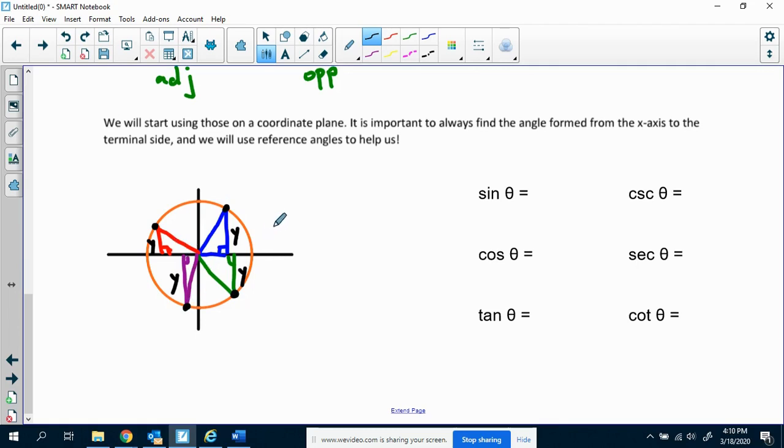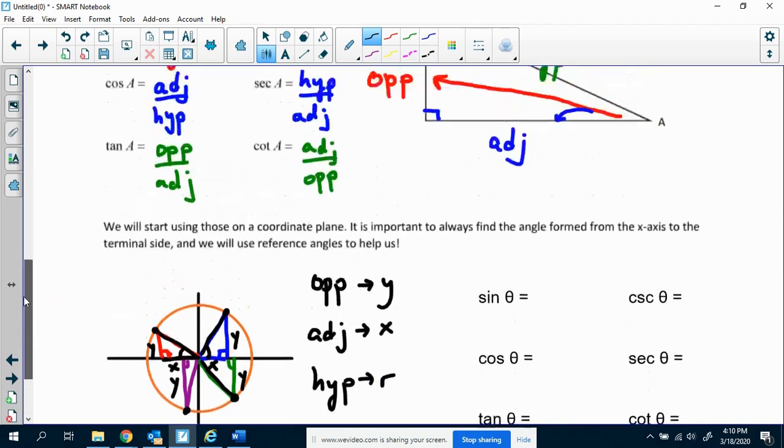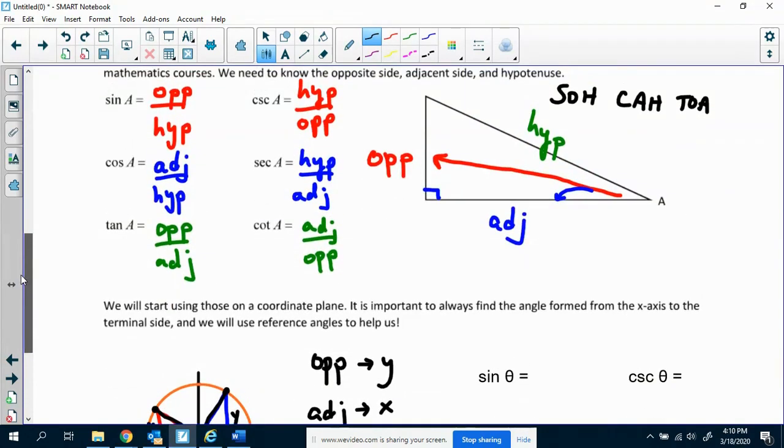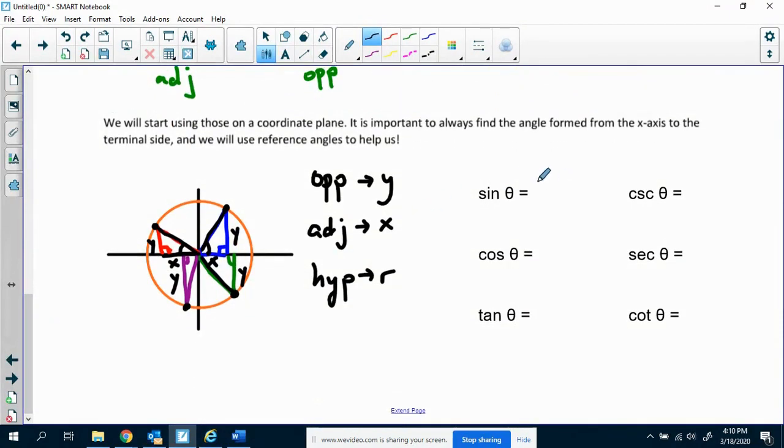So the opposite side is always the y value. So I'm going to replace opposite with y. The adjacent side to this angle is always the x value. That's true in all four of these triangles. So the adjacent side I'm going to replace with x. And the hypotenuse is always the radius of this circle. So that's r. So basically what I'm going to do is I'm going to take all of these things and replace opposite, adjacent, and hypotenuse with y, x, and r.